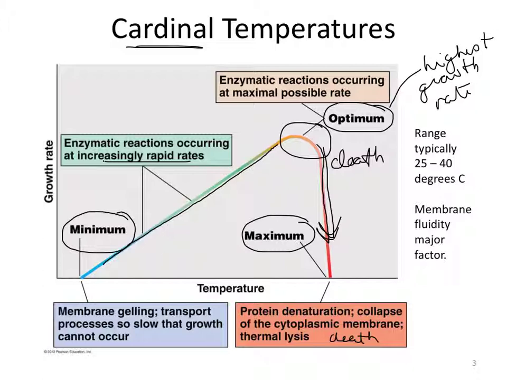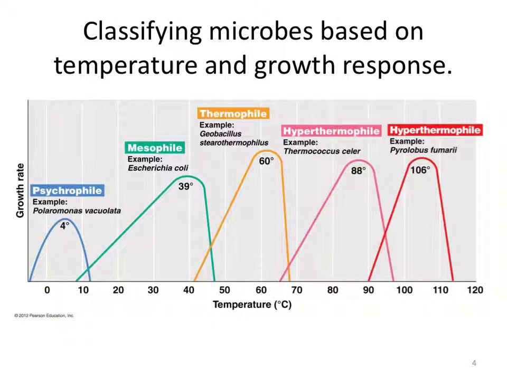Let's think a little bit about the adaptations that are involved in helping organisms deal with temperature extremes. But first, let's talk about how microbes are classified based on temperature and their growth response. A psychrophile, actually let me back up. The term phile approximately means to love. So a psychrophile is something that loves cold temperatures. And here's an organism, and here are its cardinal temperatures. There's its minimum, its optimum, and its maximum. And look how cold it is, right?